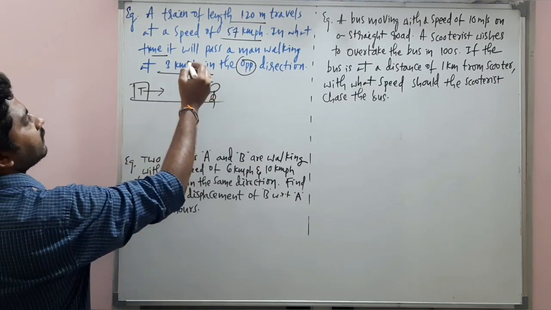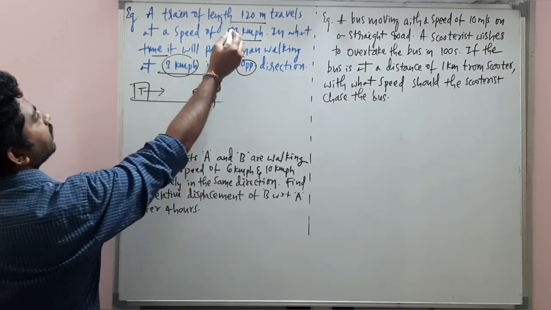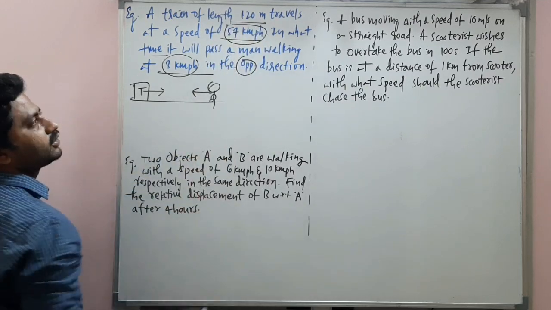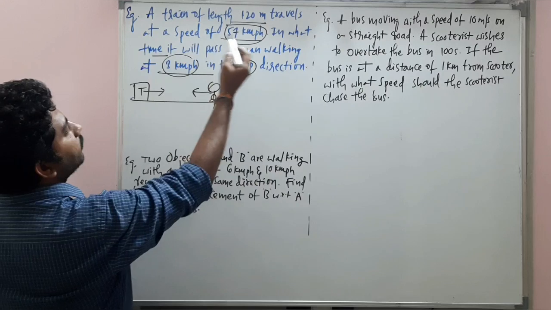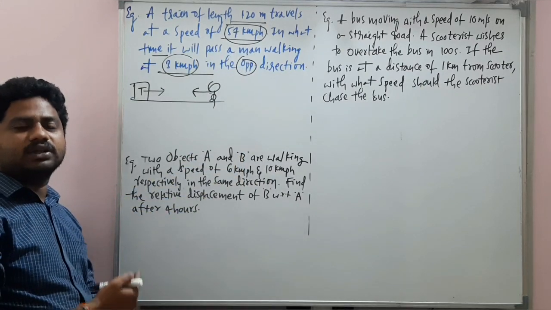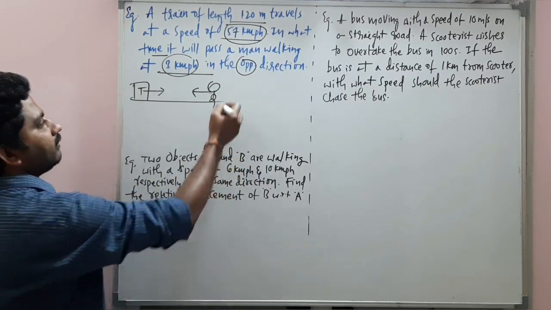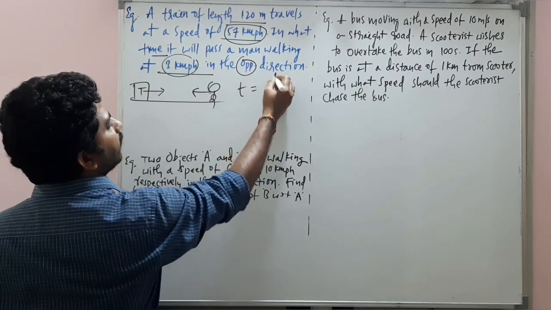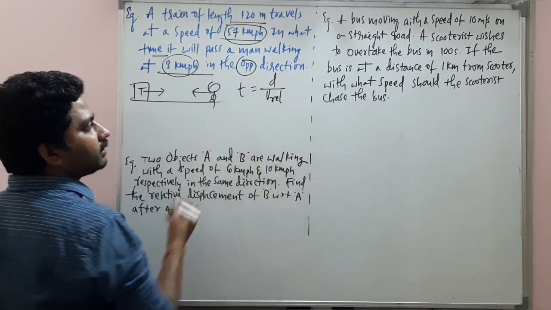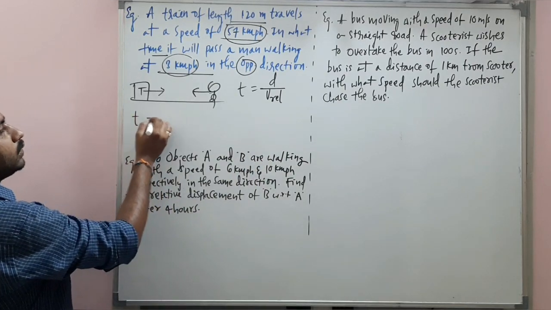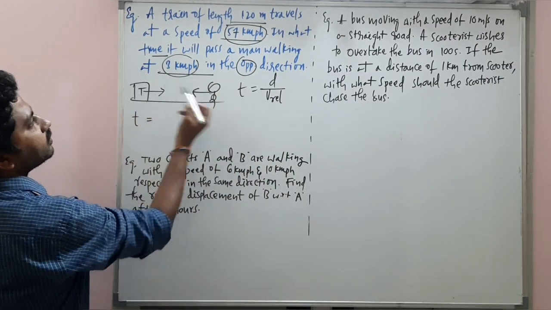So he is moving with 3 km per hour, and the train is moving with 57 km per hour. Both are in opposite directions. After what time will they pass each other? Simple. We have the formula T is equal to d by the relative velocity, right? So T is equal to d. What is the distance between these 2?